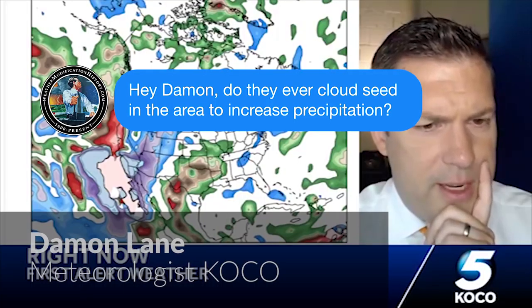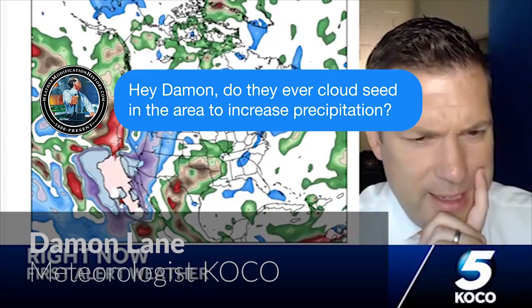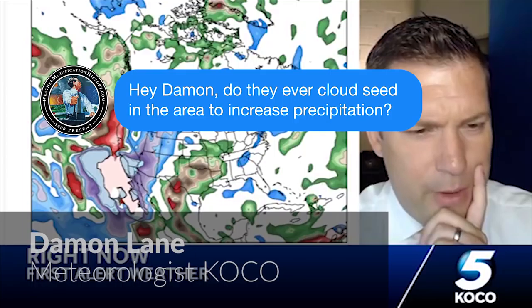So, let's see here. Weather modification history says, hey, Damon, do they cloud seed in the area to increase precipitation ever? They have attempted it down in Lawton.